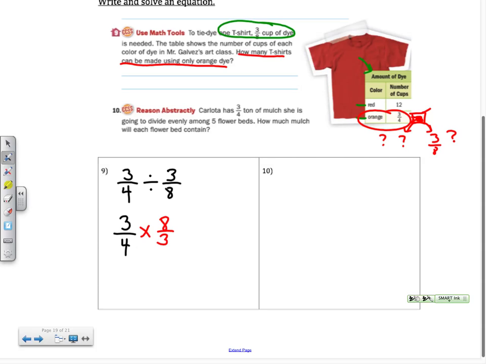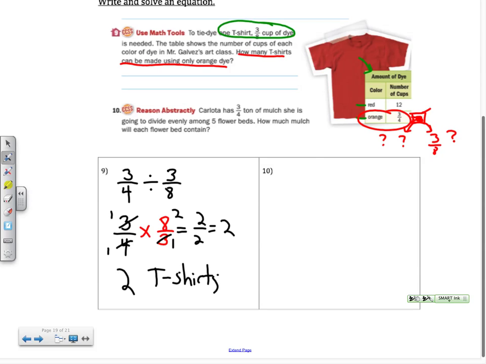All right, I'm looking at this. I can cross cancel to make things easier. The 3's become a 1. 4 divided by 4 is 1, and 8 divided by 4 is 2. So 2 over 1 is the same as 2. So it looks like he can make 2 t-shirts with his 3/4 cup of dye. Had I done that the opposite way, I would have gotten the wrong answer. I would have actually gotten 1/2 of a t-shirt. And really, if I think about it, I don't know if that makes too much sense.